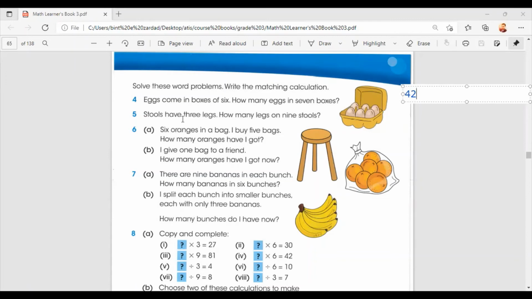Stools have 3 legs. How many legs on 9 stools? 9 multiplied by 3. 9 3 times 27.